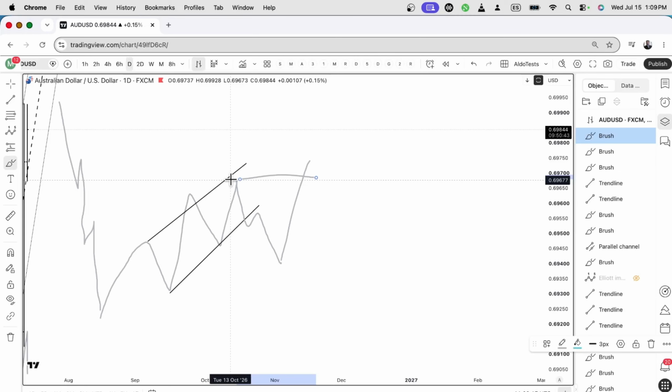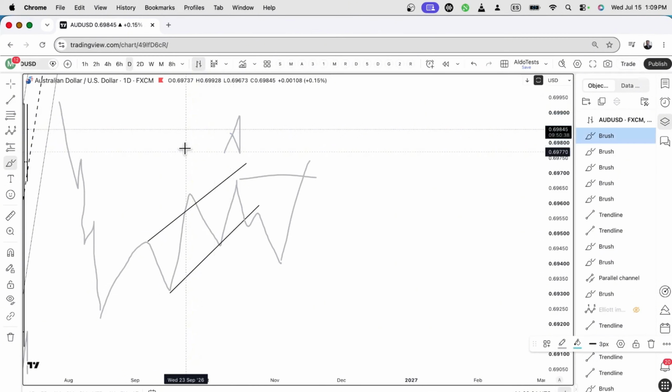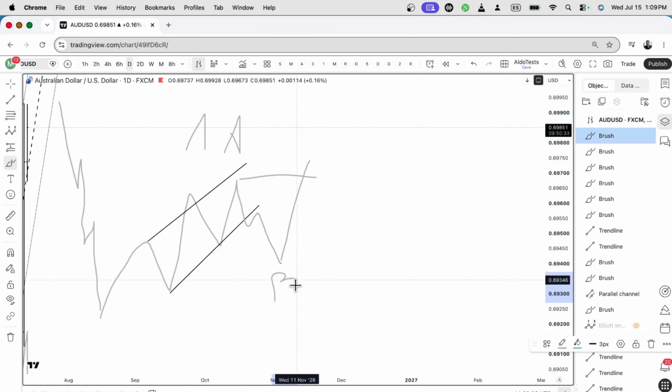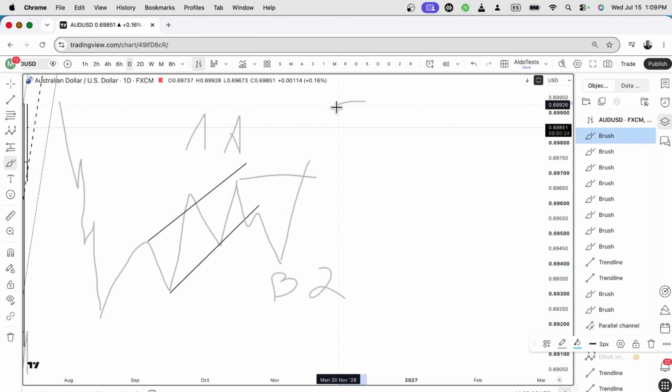Of what? We're still not sure, because it could be a leading diagonal of a wave A or a leading diagonal of a wave 1. So, and this could be wave B or wave 2. But the break of the high of the suspected diagonal implies either a wave C or a wave 3. And that's the way that we differentiate them, and that's the way that we trade them.